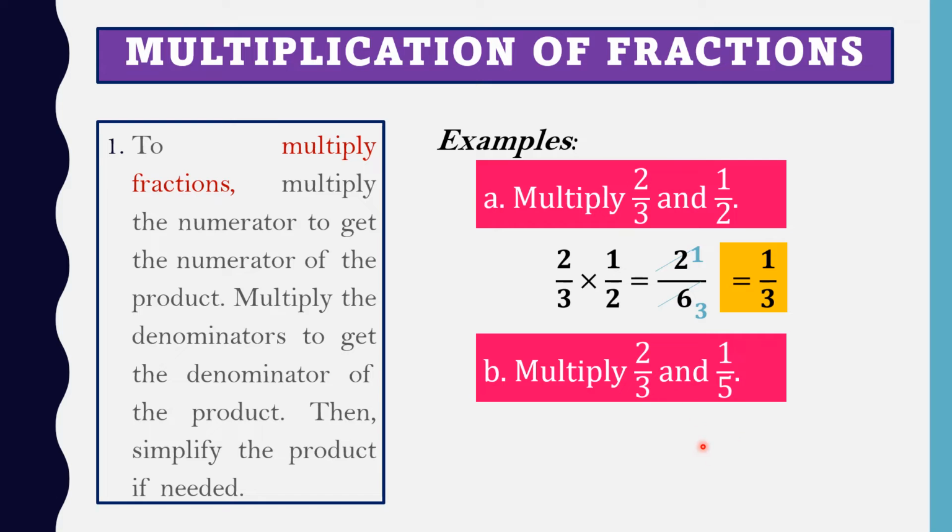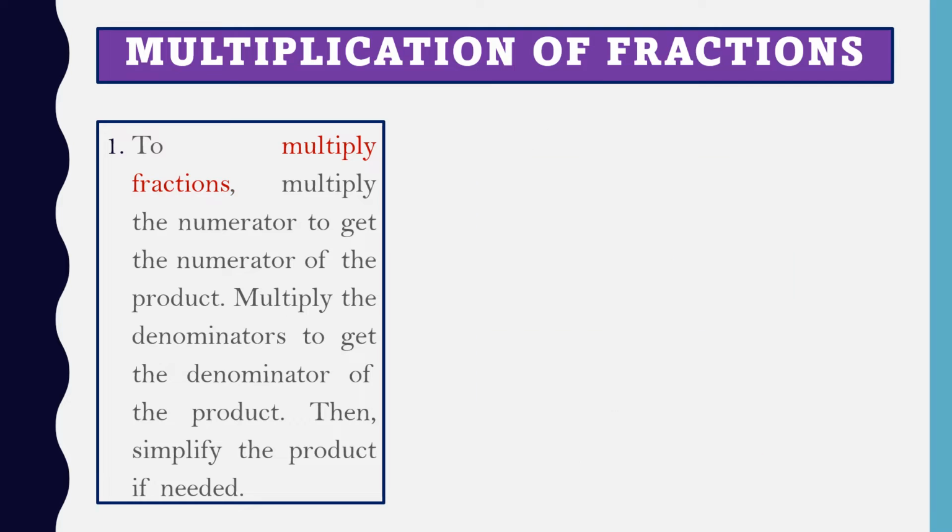Example B, we have 2/3 and 1/5. We have to find its product. So we write them again in this manner. 2 times 1 is equal to 2. 3 times 5 is equal to 15. We can no longer simplify them, so that is the final answer. Alright, so let's try to solve more examples.